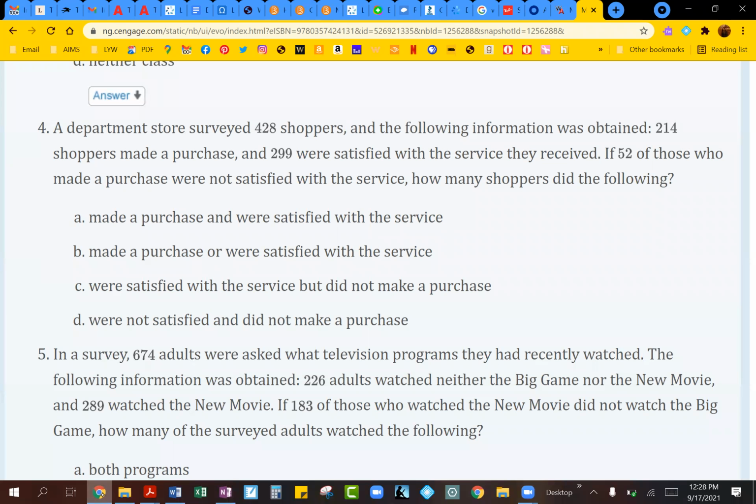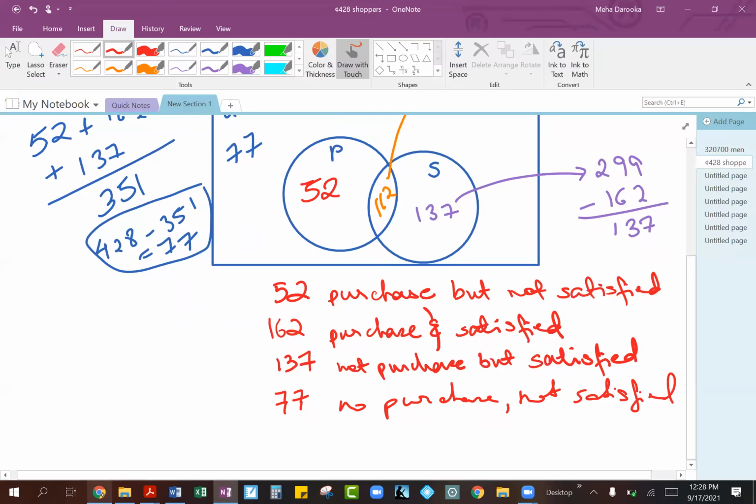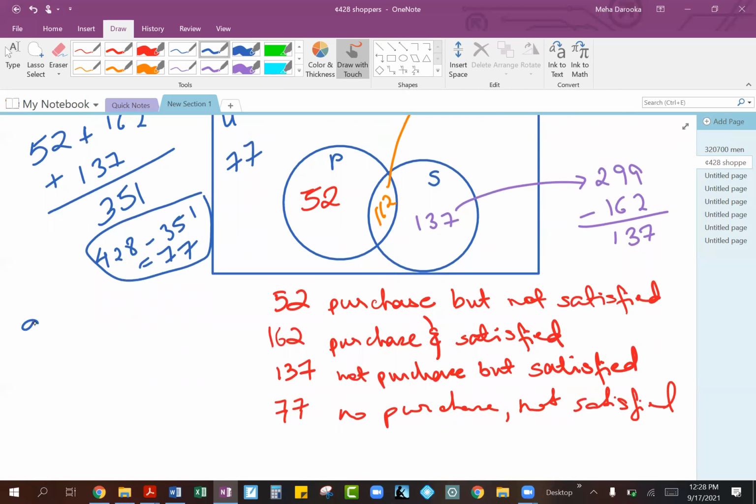So now that we have all the sections of our Venn diagram completed, can you tell me what our answer for part A should be? They made a purchase and were satisfied with the service? 162. Very nice. That's the overlapping area. Very good. So part A is going to be 162.